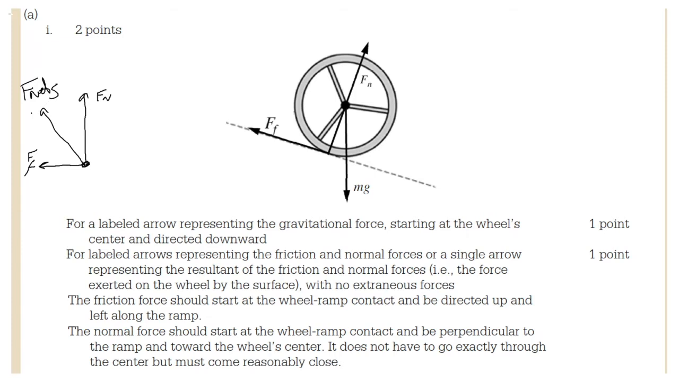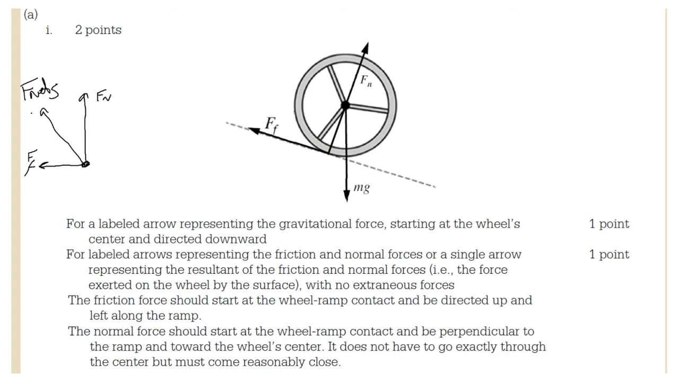Now, they give some notes about what the friction and normal force should look like. It says the friction force should start at the wheel-ramp contact and be directed up and left along the ramp. So like this. And it says the normal force should start at the wheel-ramp contact and be perpendicular to the ramp and toward the wheel center. It does not have to go exactly through the center, but it must come reasonably close.